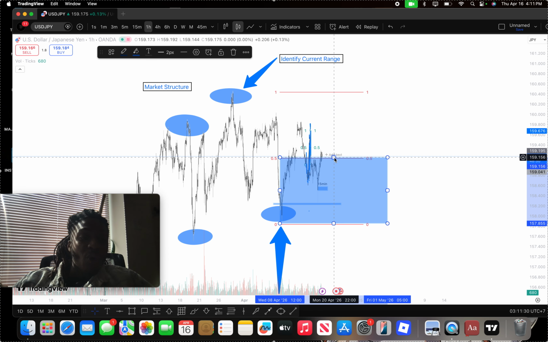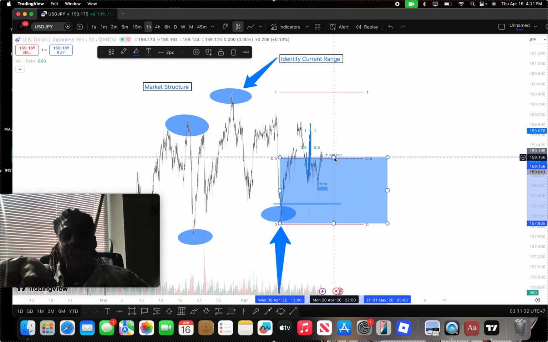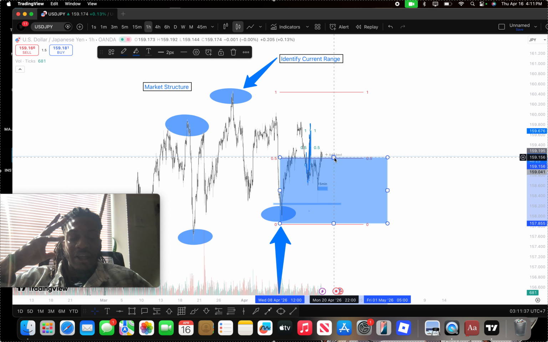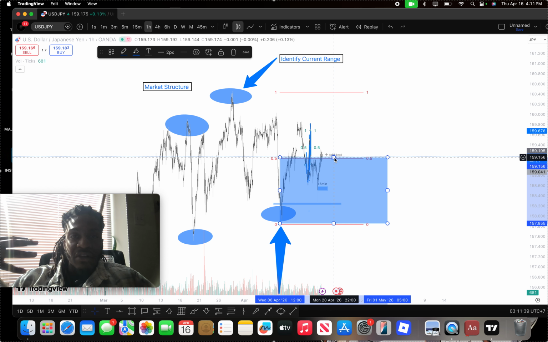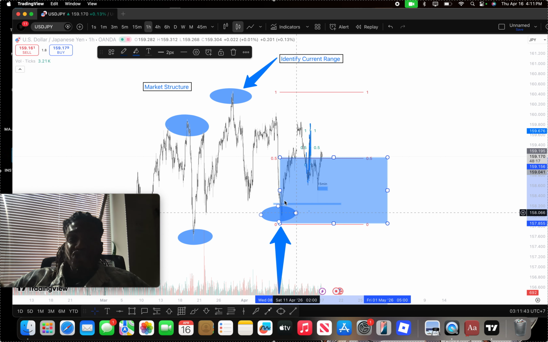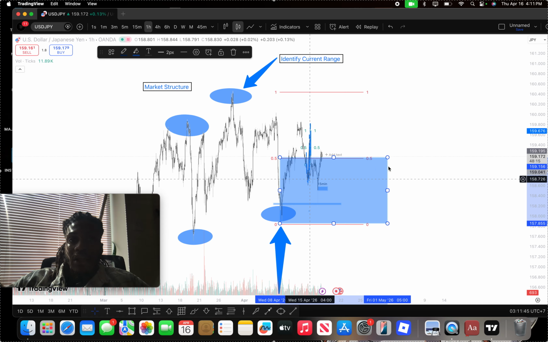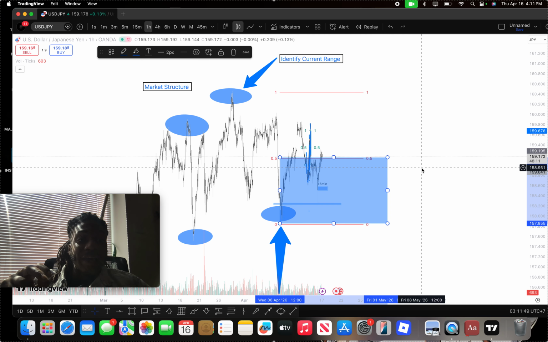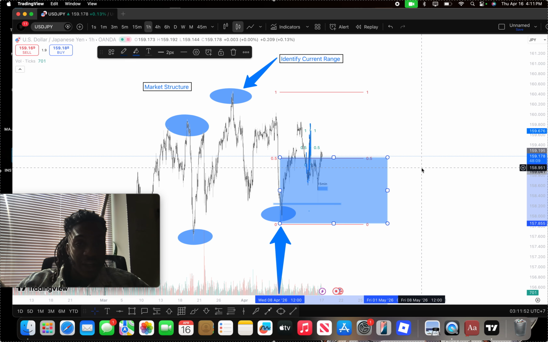Discount prices are where prices are cheap, the low part of the range, and premium prices are where prices are expensive, the high part of the range. So yeah, the blue shaded area is the area that we are looking to trade and looking to find our setup, or to find our trade.